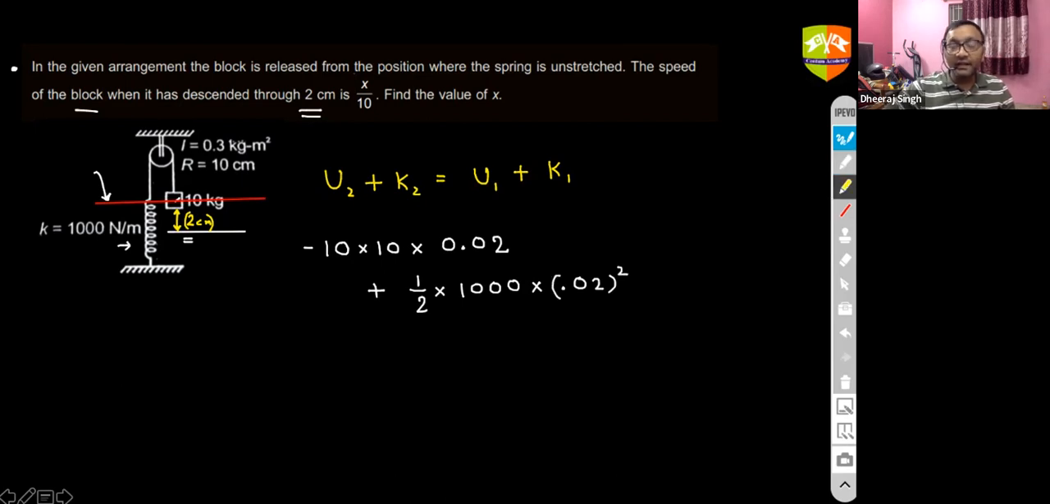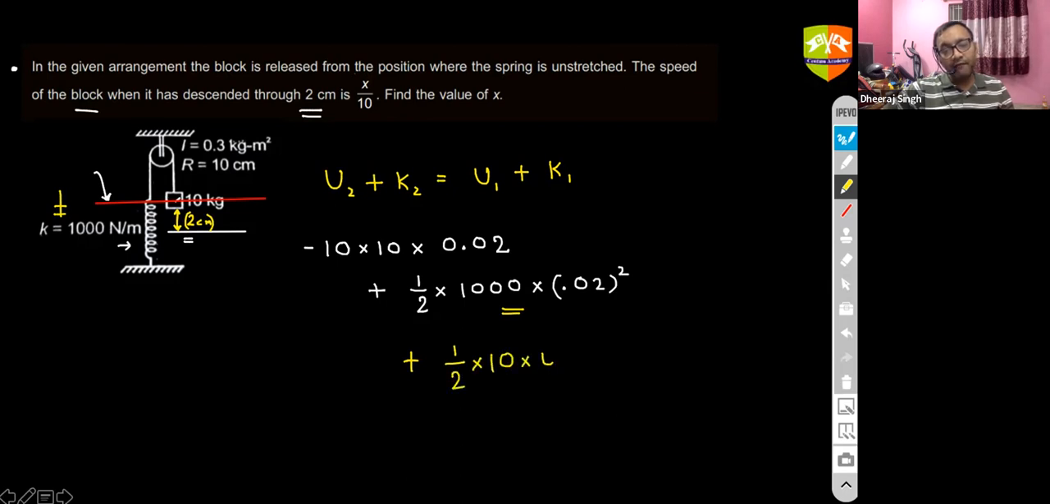Now, if rather than getting extended, the spring gets compressed, then will the potential energy remain this only or will it change? It will remain the same. It does not matter whether the spring is compressed or extended. Potential energy is half kx square only. This is the final potential energy plus kinetic energy: half 10 into velocity square plus half I omega square for this.